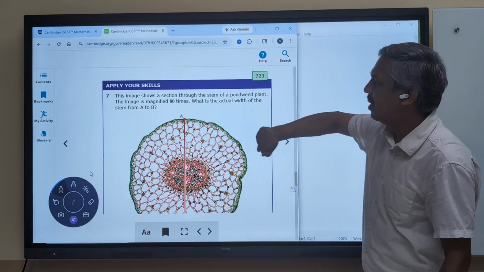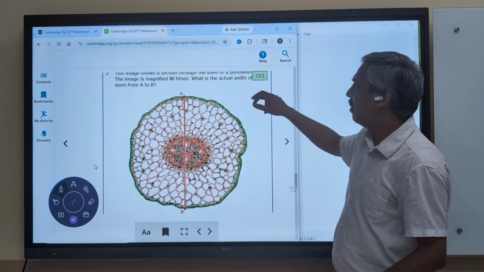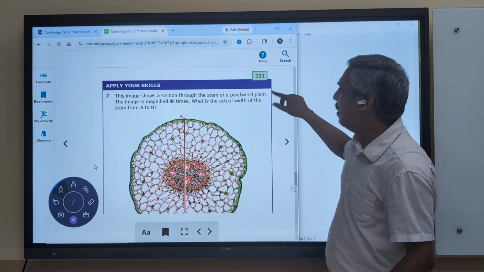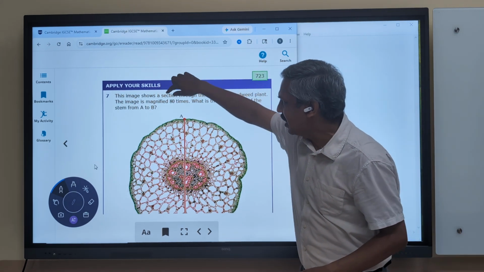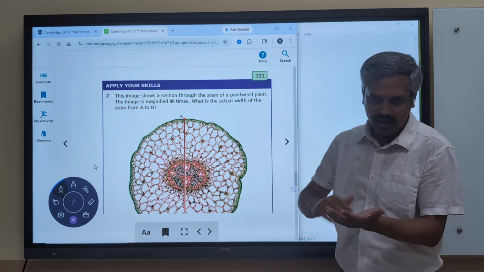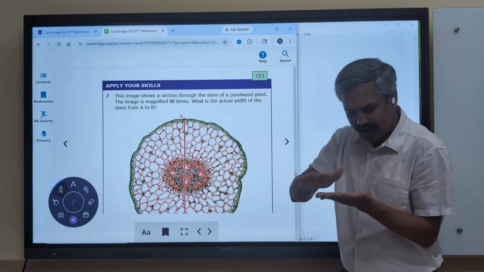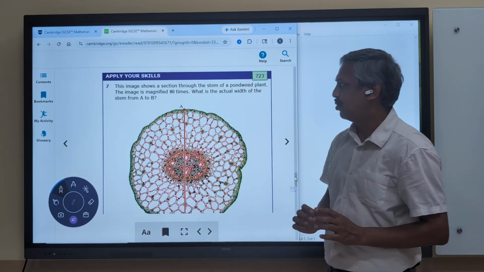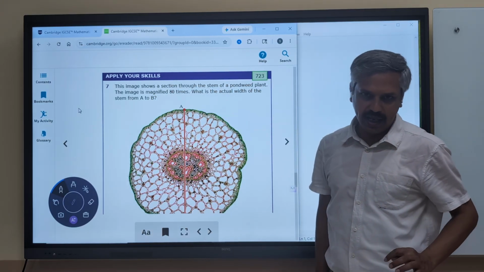Yeah, this is the problem. The image shows a section through the stem of a pond-weed plant. Now there is a plant, and the section is shown. So what is happening is you take a section of it, a thin slice, and put it under a microscope, and then you see it. The image is magnified 80 times.